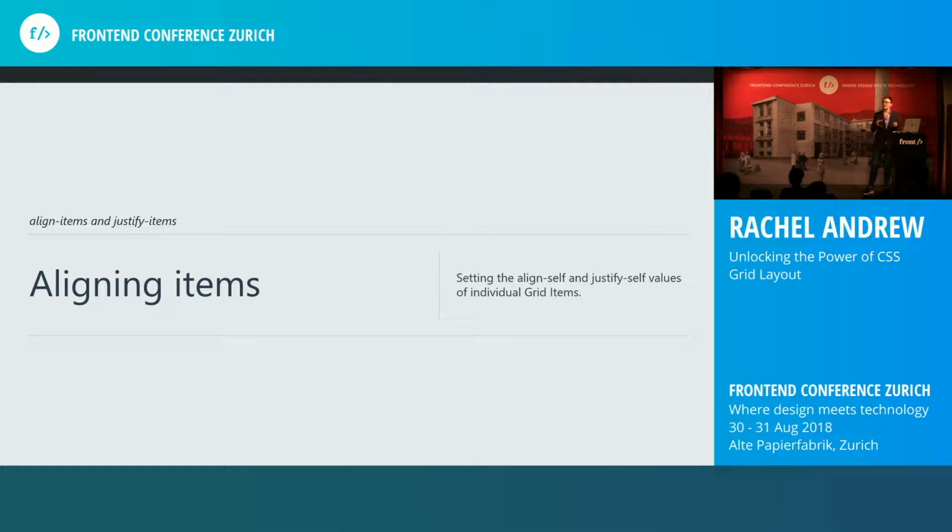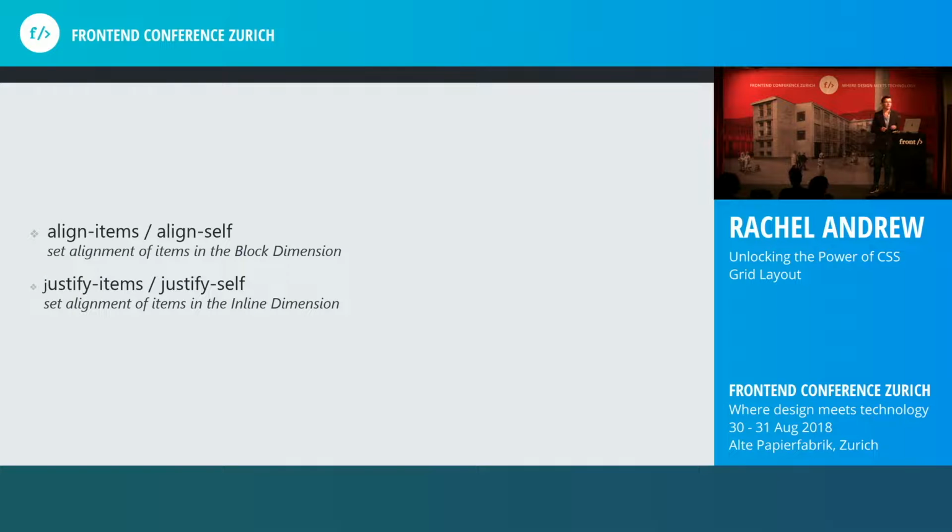That was aligning our tracks if we've got free space in the grid container, which is probably a less likely scenario than this one, where we actually just want to align the things inside a grid area. Here we have align items and justify items, which basically just set the align self and justify self properties as a group. Again, if you are aligning, you are on the block dimension, and if you are justifying, you are in the inline dimension.